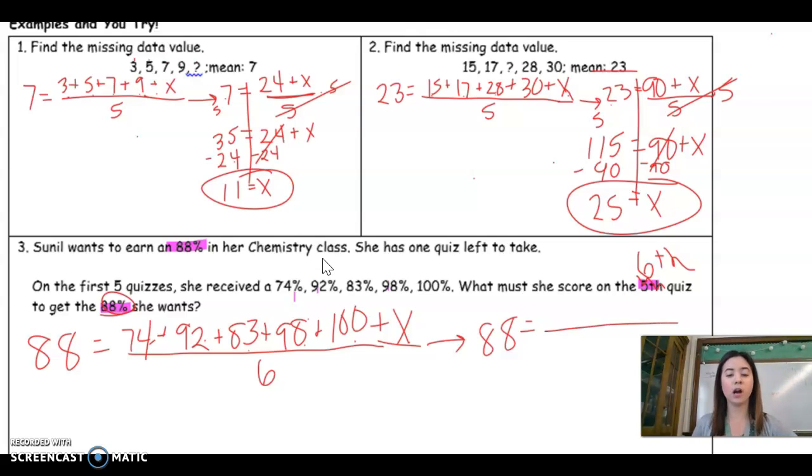Add those numbers on top together. So again, that's this step right here, where you got the 90 plus x over 5. So go ahead and do that. Create your new equation. Come back when you are ready.